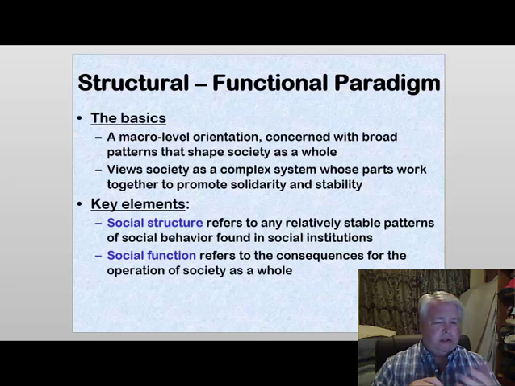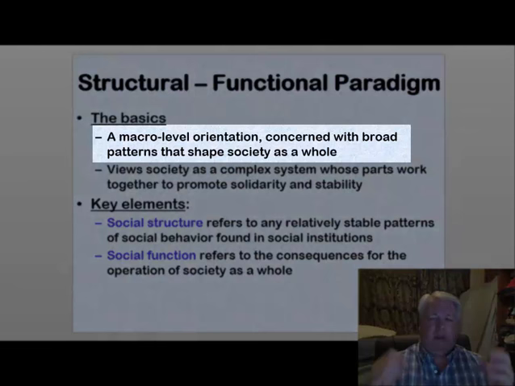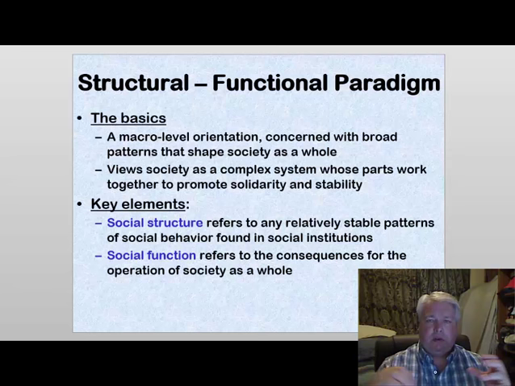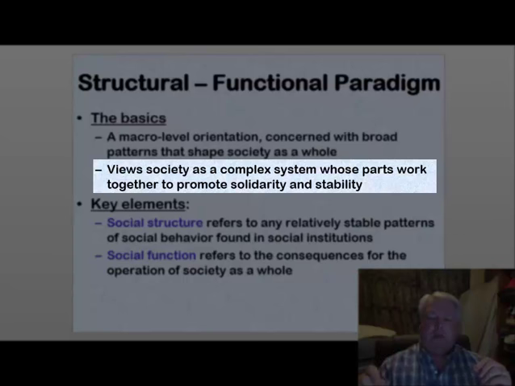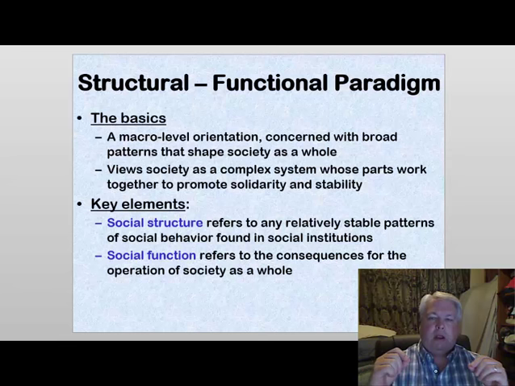So there are numerous of these social institutions that exist out there. And these big structures in society perform functions for society. So society is made up of these structures that perform very specific functions to make sure that society continues to run smoothly. Now, this is a macro level orientation. So looking at society from a bird's eye view, looking at society as a whole, it's concerned with broad patterns that shape society as a whole. So looking at these from a big picture standpoint. This theory views society as a complex system whose parts work together to promote solidarity and stability. Okay, so there's functions in there, if you think about it, right?